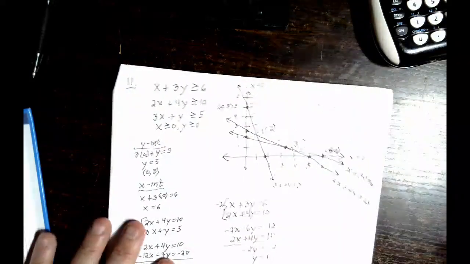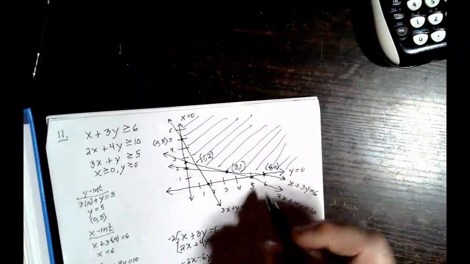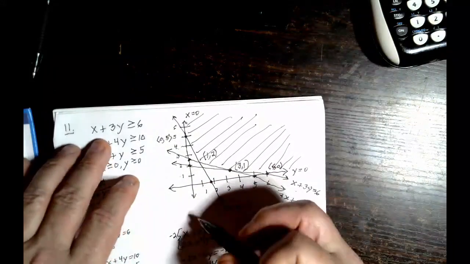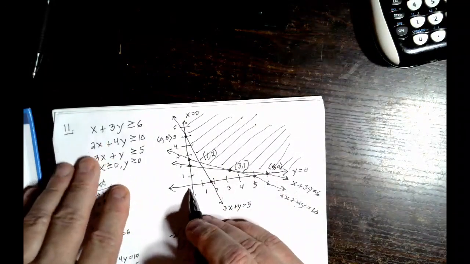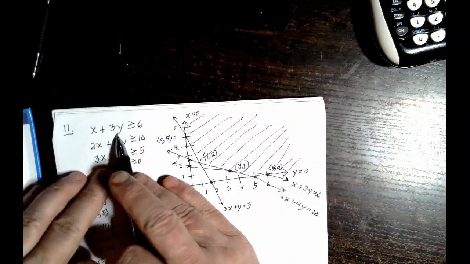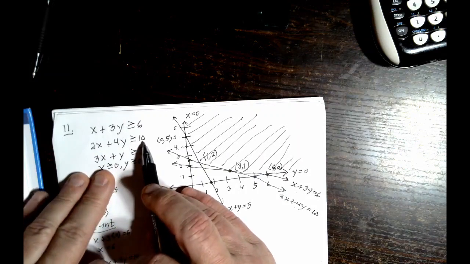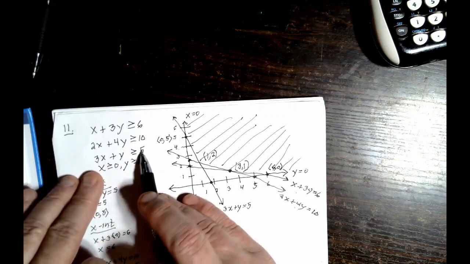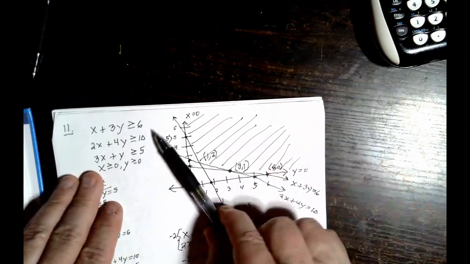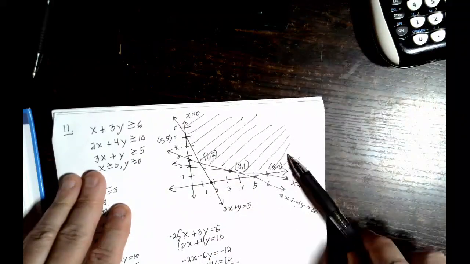Alright. Question 11, they give you the lines already and they just ask you to find the corners. Well, once you shade everything, once you pick some values like 0, 0, you're going to find with every single one of these it's not true. 0 plus 0 is greater than 6, not true. 0 plus 0 is greater than 10, not true. 0 plus 0 is greater than 5, not true. So you do not shade this side of each of these lines, you shade the other side. And where do they overlap? Right here.